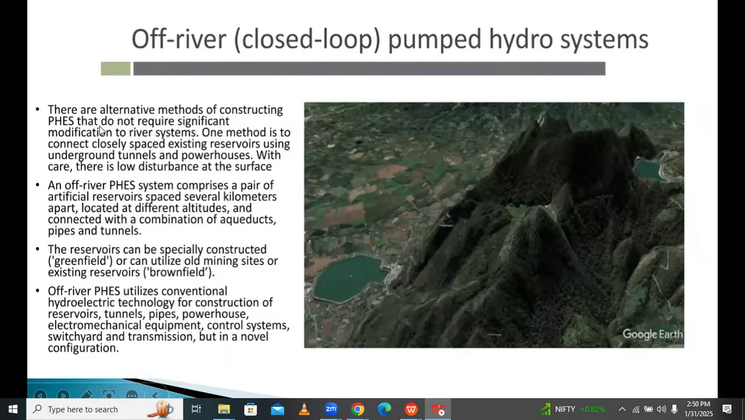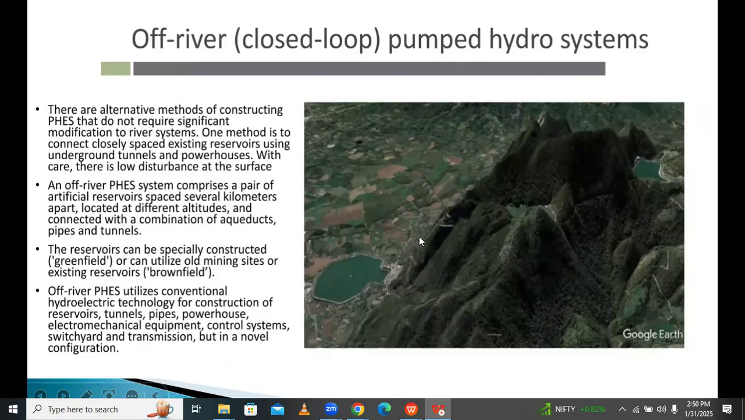First, there are alternative methods of constructing PHES that do not require significant modifications to the river systems. Here there is no modification to the river systems. This acts as the upper reservoir and this is called the lower reservoir. No significant modification is required between the two reservoirs.